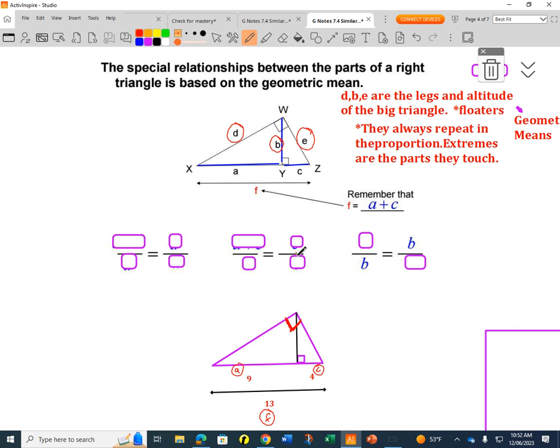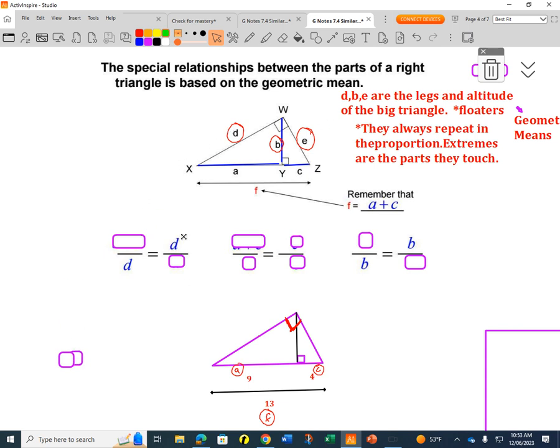All right, so now we can give ourselves basically 3 formulas to use when we're finding missing measures with a figure like this. 3 similar triangles created from one big one. So we're going to always start with our geometric mean. In this case, that's D. Remember, D, B, and E is a geometric mean.